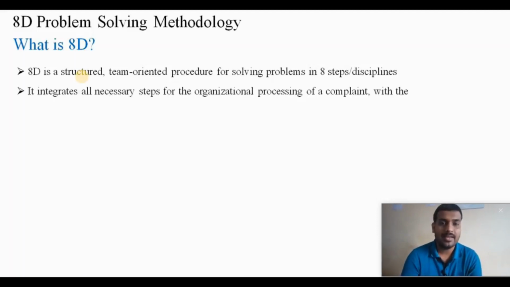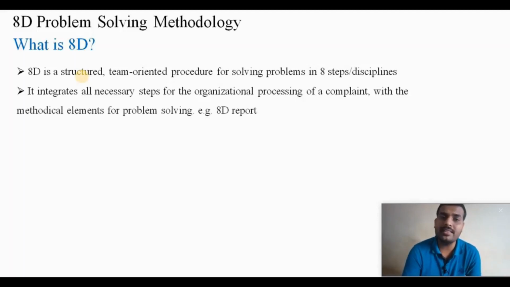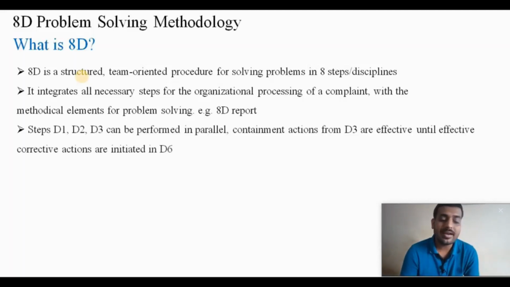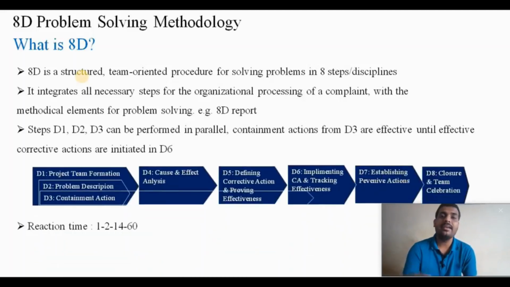Steps D1, D2, D3 can be performed in parallel, while containment actions from D3 are effective until corrective actions are initiated in D6. Here you can see the D3 containment action starts at the start of the project, and it is effective until corrective actions are implemented.